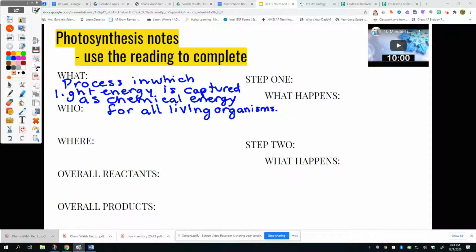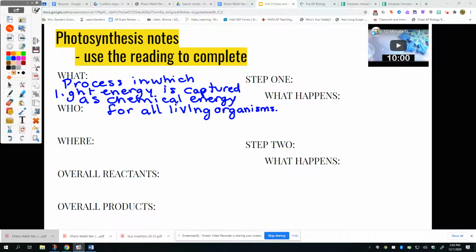It also is the only way that we have a way to incorporate carbon into the organic molecules that we need for life. Carbohydrates, lipids, proteins, and nucleic acids, the only way we get that carbon is through the carbon being captured from carbon dioxide and captured into glucose through photosynthesis.